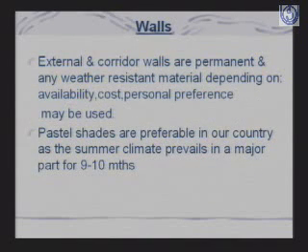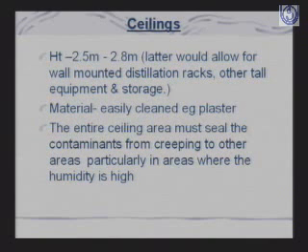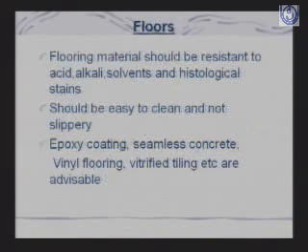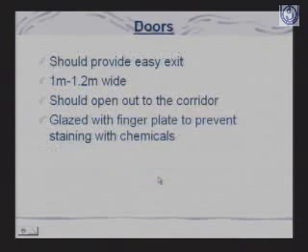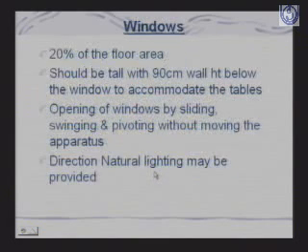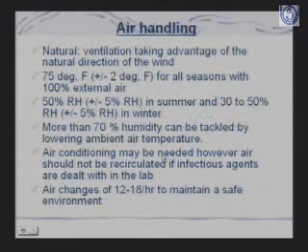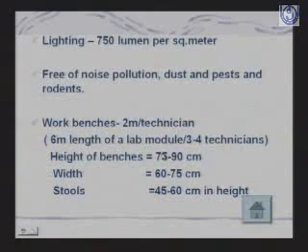I think we can skip those things: walls should be of the impervious type, crack free, properly finished, and so should the ceiling. The floor should be resistant to acid, alkali, solvent and histological stain, easy to clean and not slippery. The door should be wide enough. Windows: 20% of the floor area should be covered by window, because you will require a lot of natural daylight. For air handling, electricity and lighting, we require almost 750 lumen per square meter. It should be noise free, dust free, and pests and rodents should not be allowed, of course.